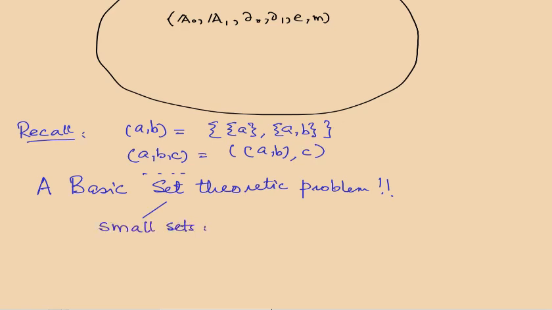What is a small set? A set A is small if there exists a B such that A belongs to B. If I can find a set B such that A is an element of B, then I say A is small. Otherwise it is not a small set, it is a large set.